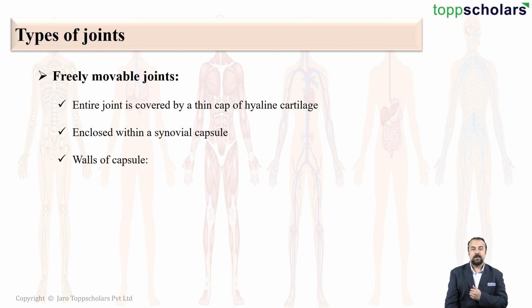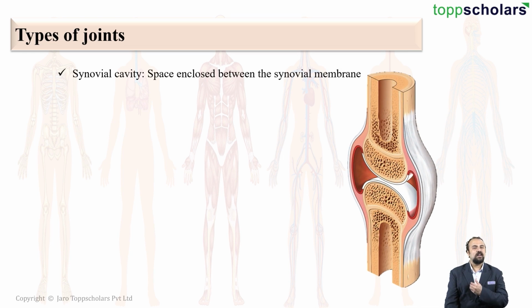The walls of the capsule have two layers, the outer fibrous layer and the inner synovial layer. Also students, in this particular case, a synovial cavity is formed. This is a cavity which is enclosed inside the synovial capsule, or I can say it is the space enclosed between the synovial membrane.